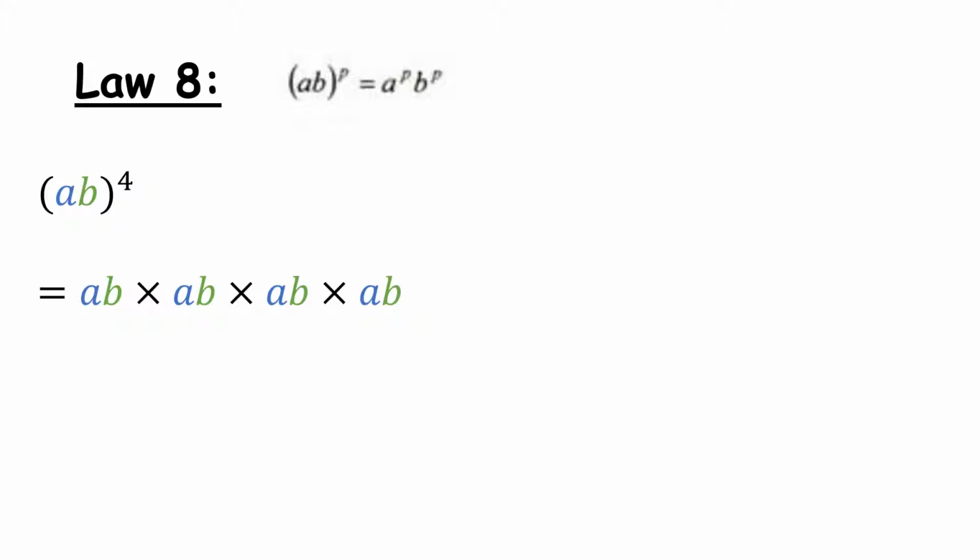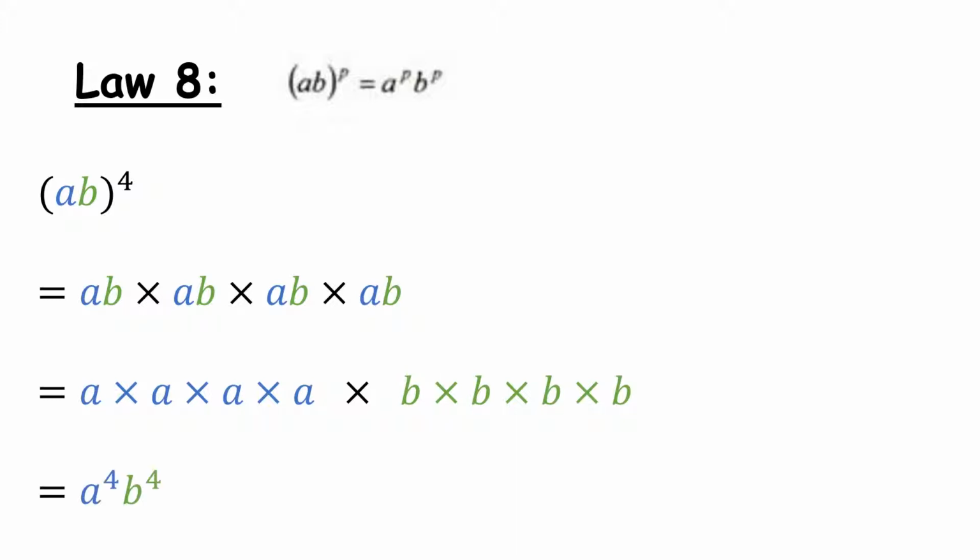And it's important to remember that ab itself is actually a by b. So we can split this into dealing with the a's separately and the b's separately, which splits it into a by a by a by a multiplied by b by b by b by b. So simplifying that up, we get a to the power of 4 times b to the power of 4. And remember, we don't need to do anything to show our multiplication in this case.